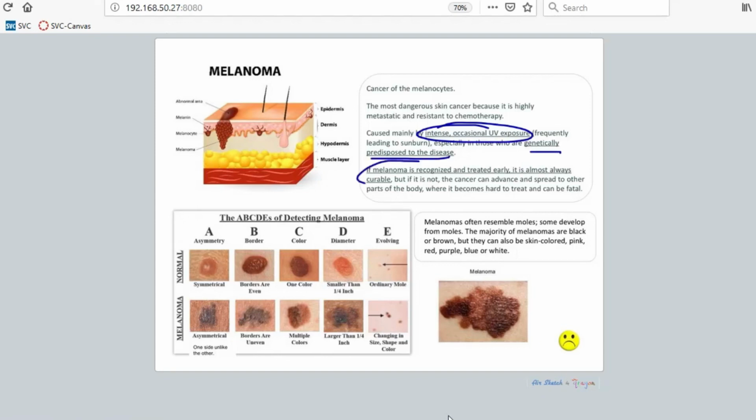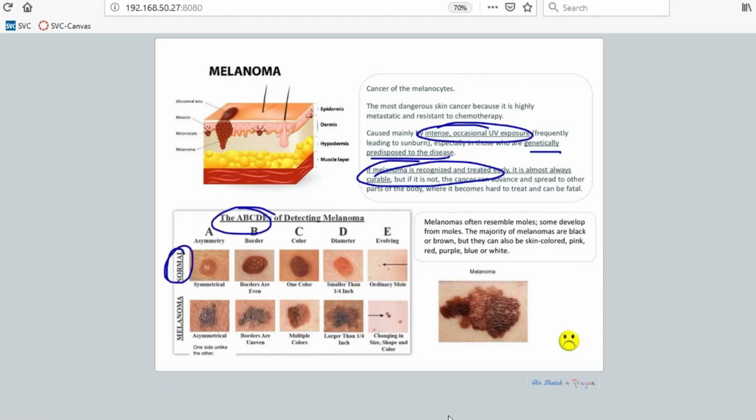Now, if you recognize it early and treat it early, it's almost always curable. The problem is if you don't get to it. And you have to do thorough skin examinations because you can have a melanoma in the armpit. You can have one in the anogenital region, and you need to be able to detect that. And so these are the A, B, C, D, E's of detecting melanoma.